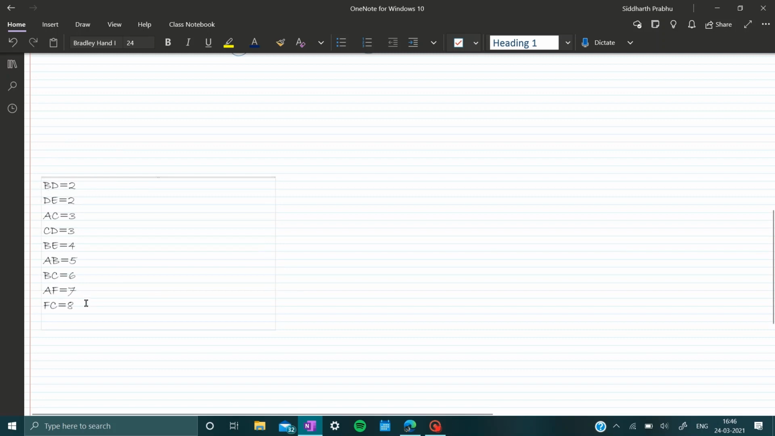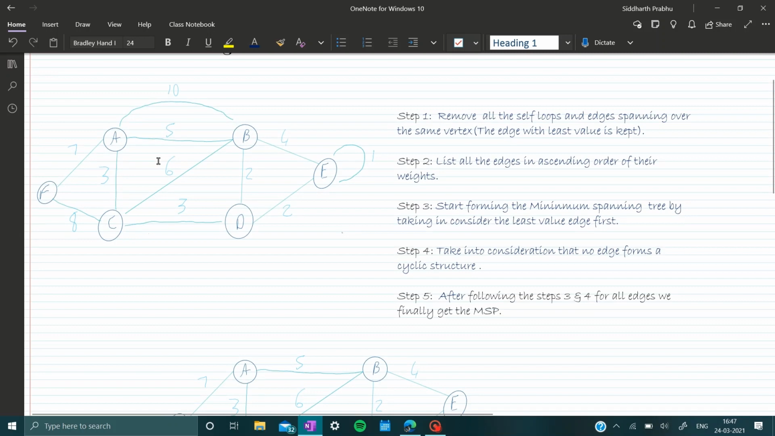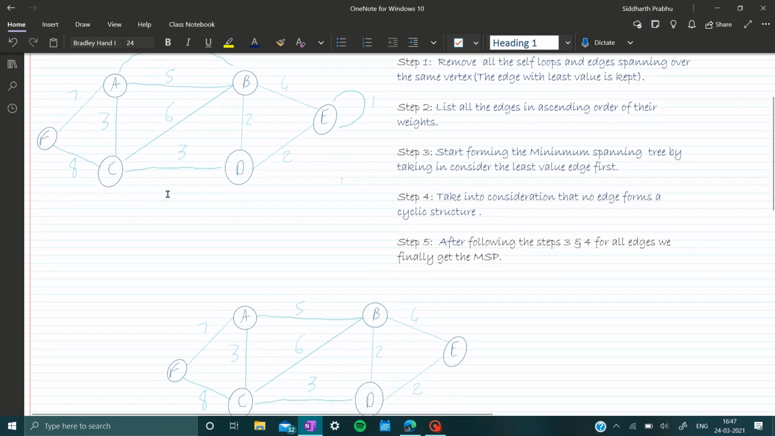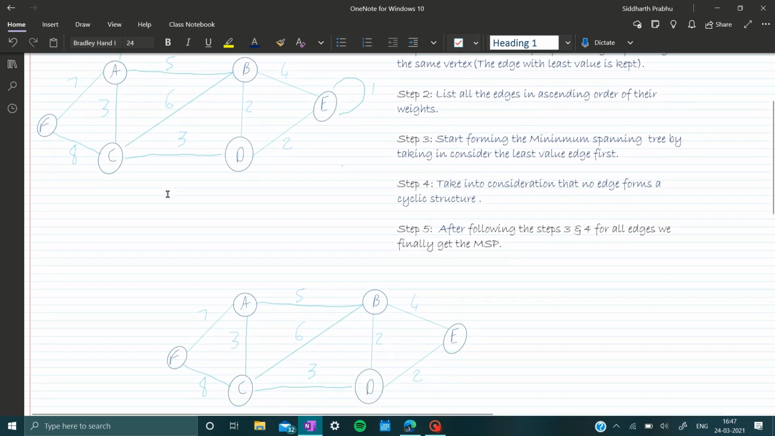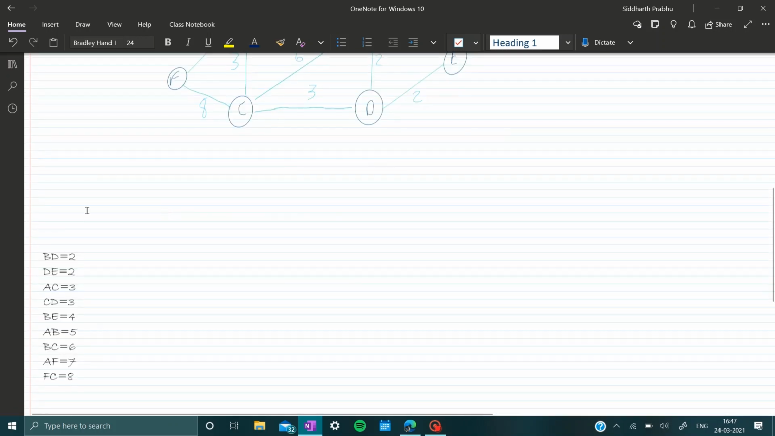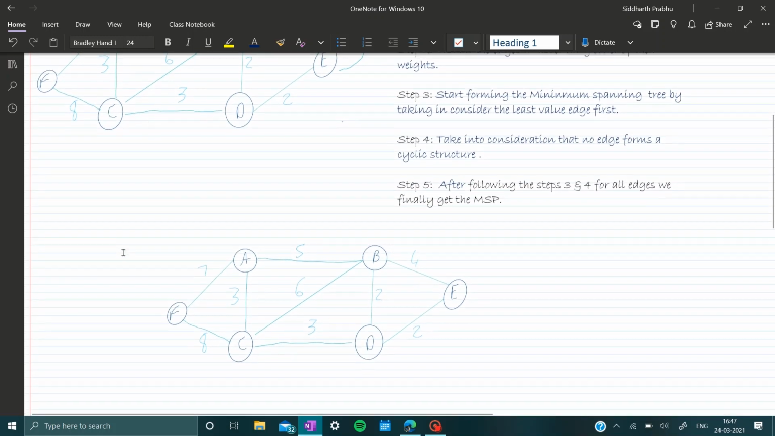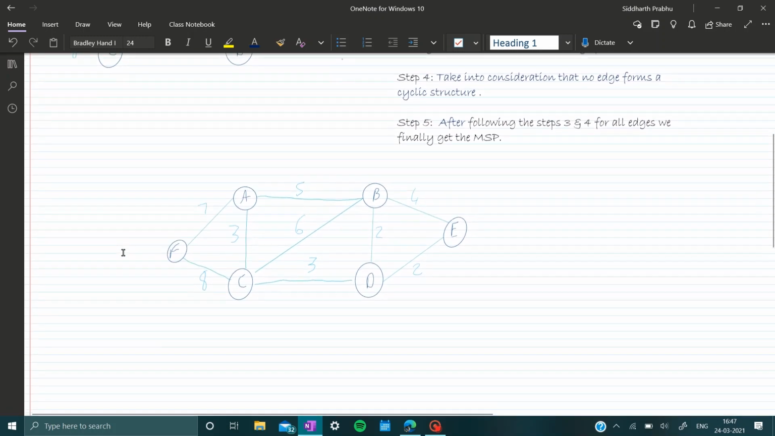Finally, you will get a list like this, where all the weights of the edges will be given, and we have given it in ascending order. So while forming the minimum spanning tree, you can directly start from the first edge, as it's the least one.